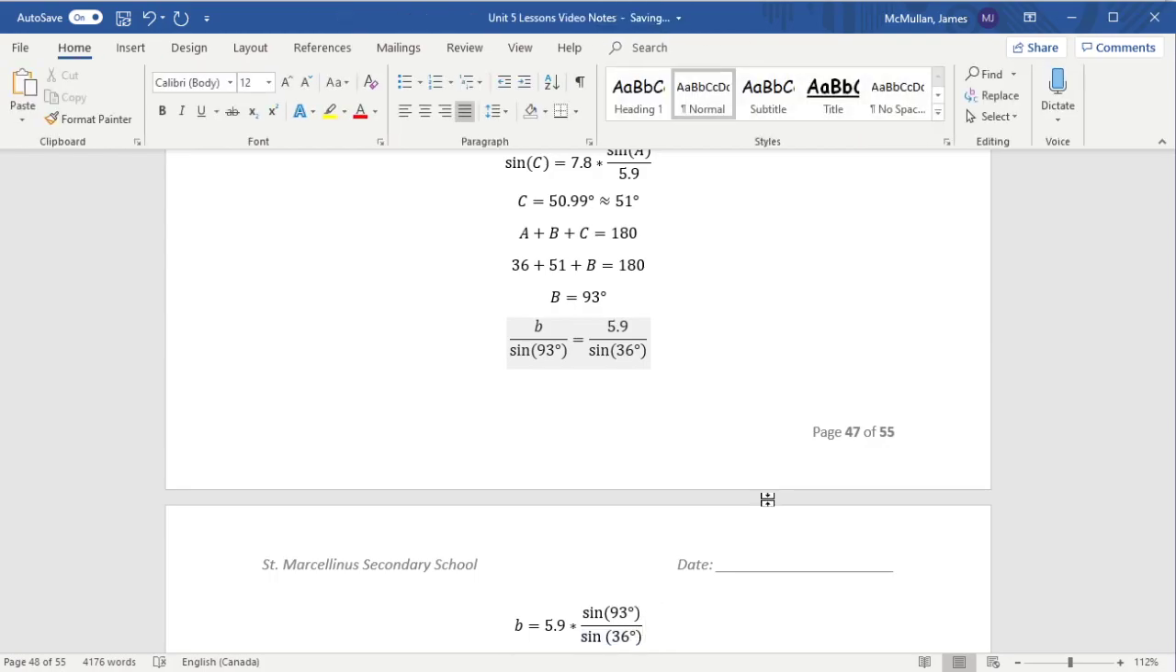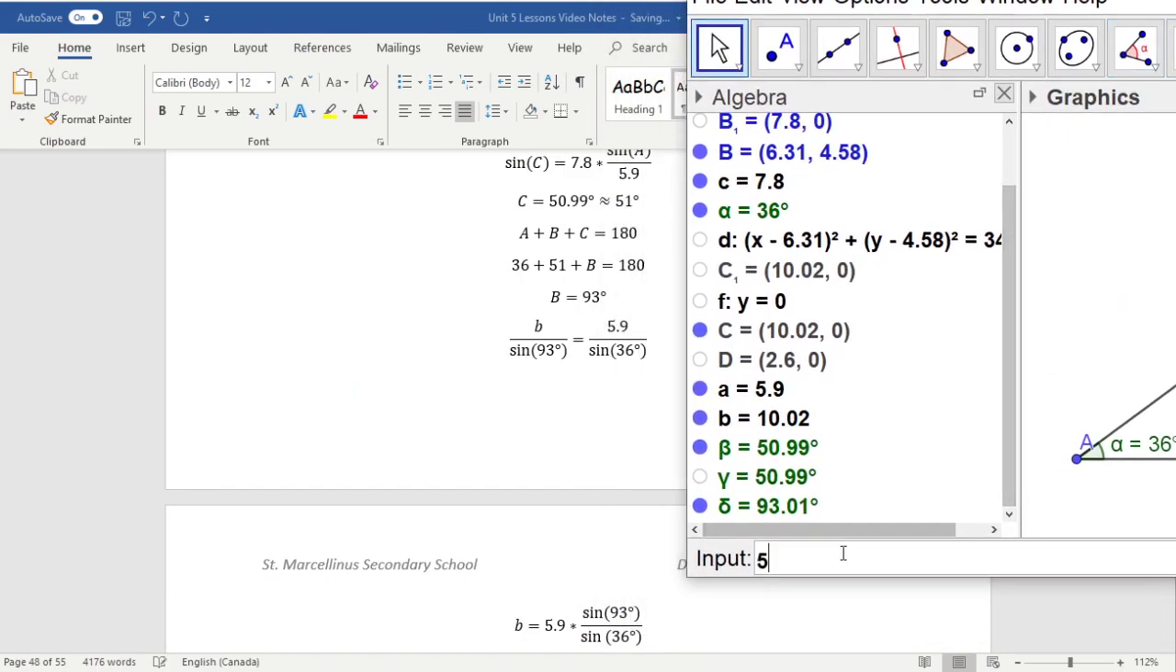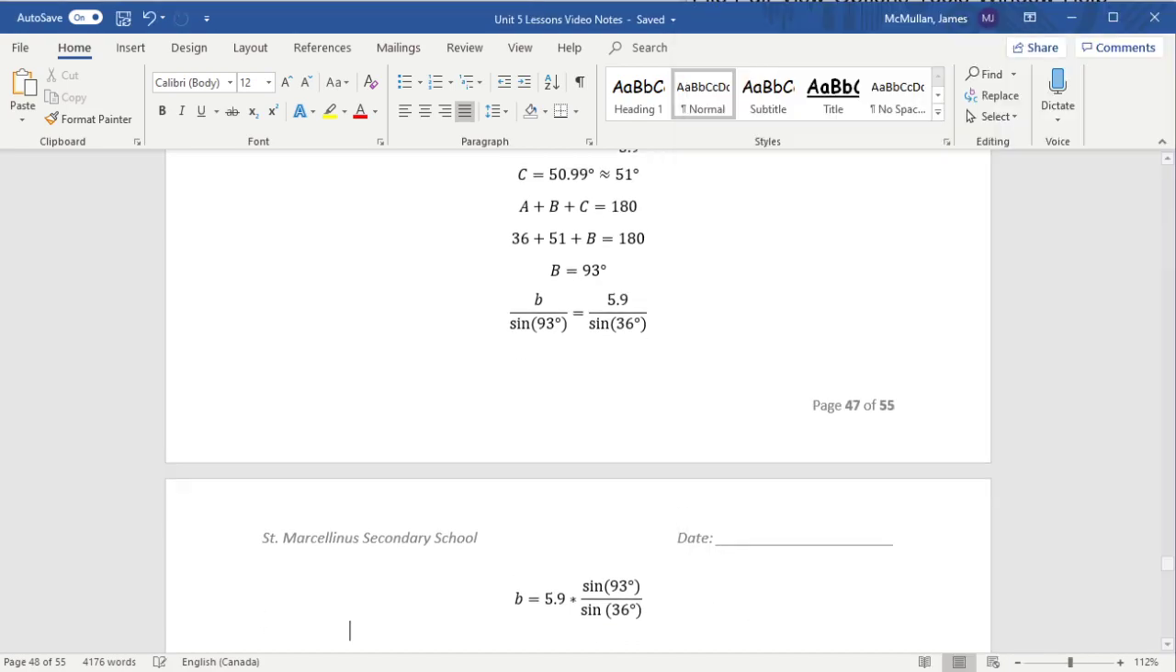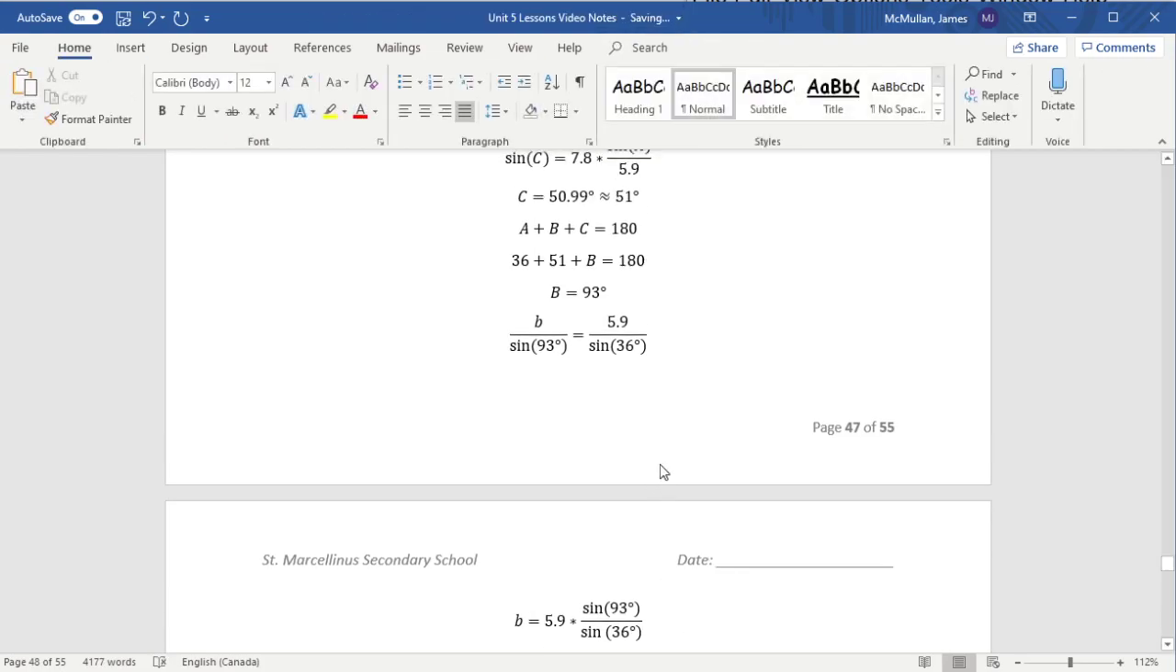Okay, and if we do that, so quickly, 5.9 times sine 93. I should try not to round until I get to the final answer. So let's leave it as 0.01, and then divide by sine 36, and I get the answer 10.02. So b equals 10.02. Now that's great.